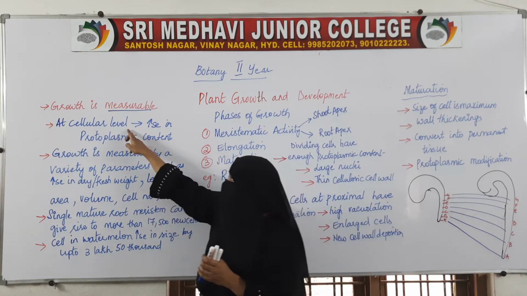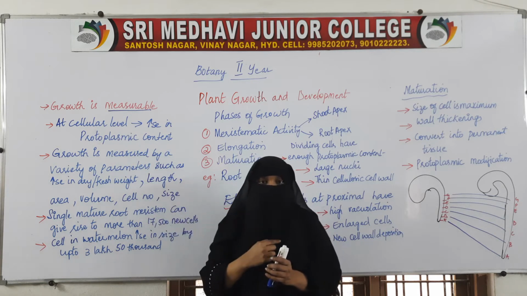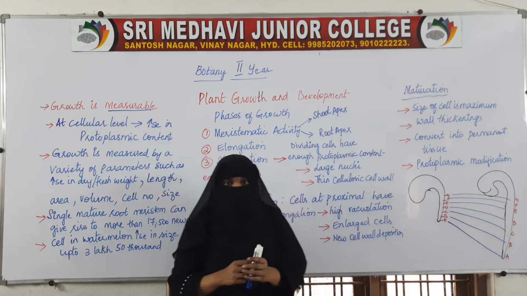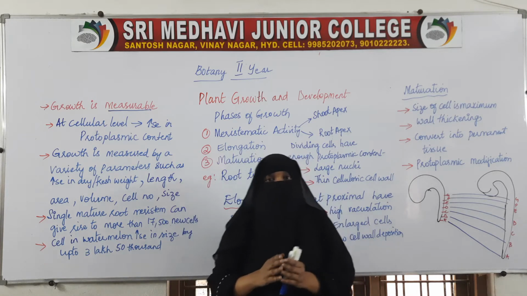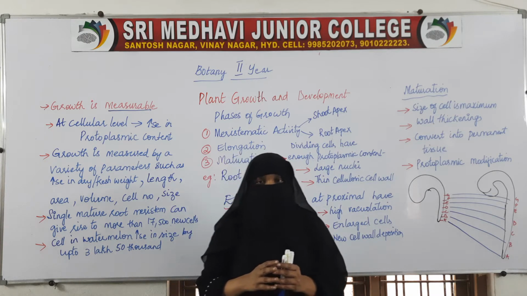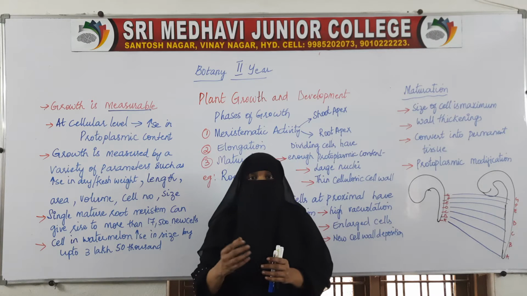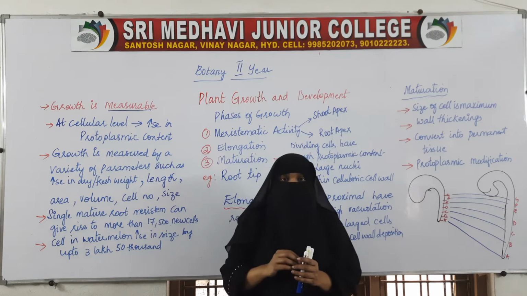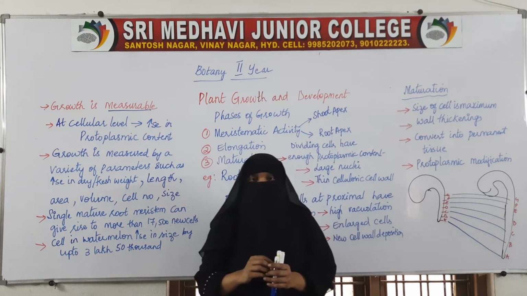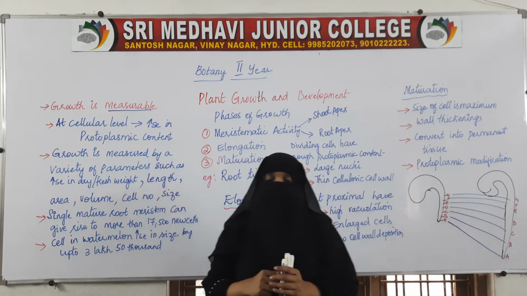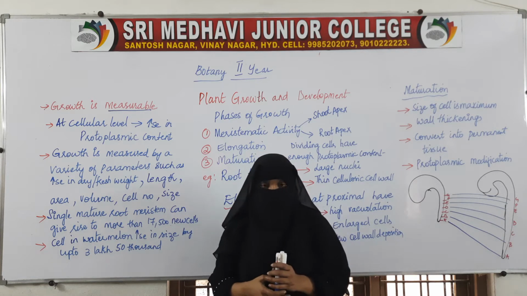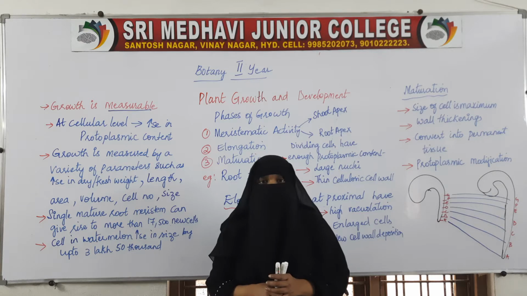What happens at the cellular level? How can we say growth is taking place? When the increase in protoplasm takes place in the cell. When the protoplasmic content increases, we can see that increase in the protoplasmic content of the cell, but we cannot measure it.